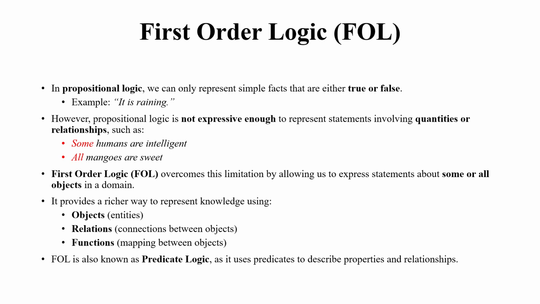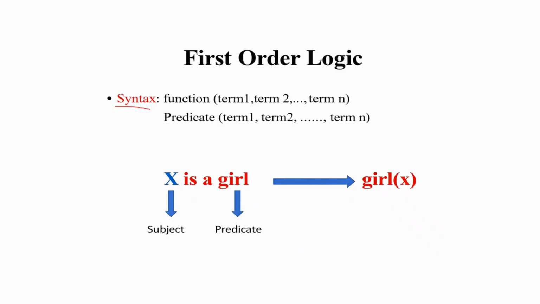But in first order logic, we can use "some" and "all." First order logic overcomes the limits of propositional logic with expressions like "some" and "all." As we discussed before, FOL focuses on objects. Entities can be related to objects, relations can be connected to objects, and functions can be mapped to objects. So here we have to understand the predicate logic of the functions.